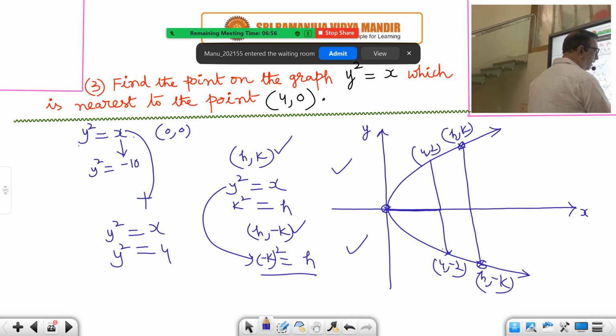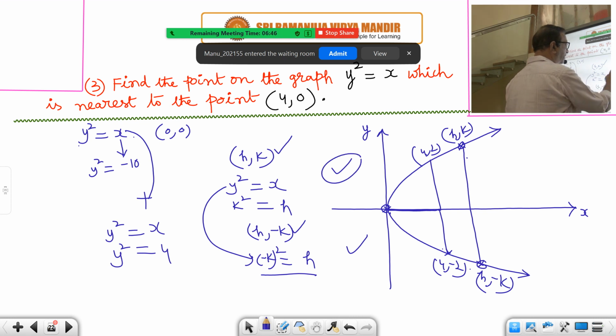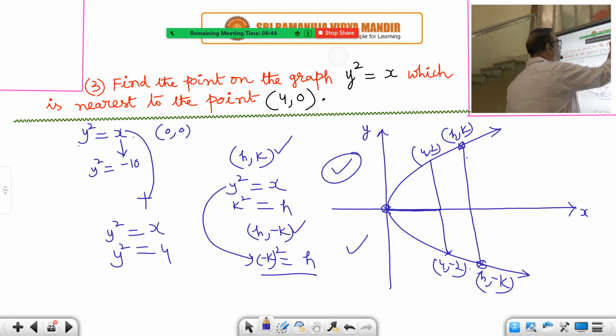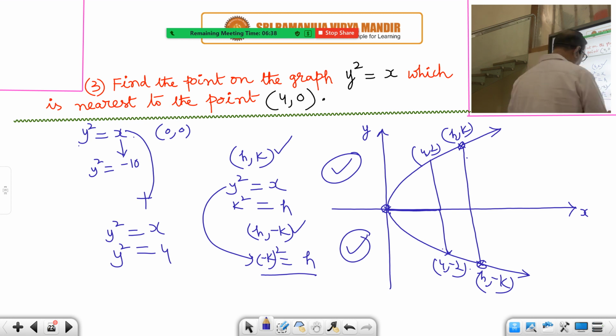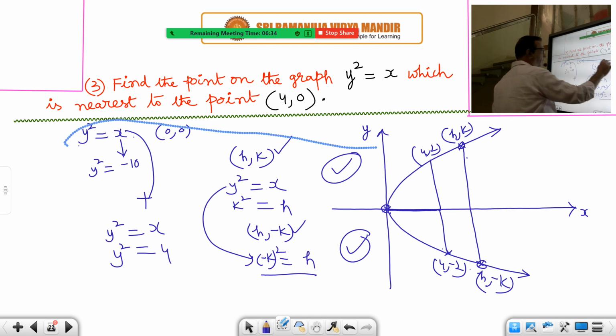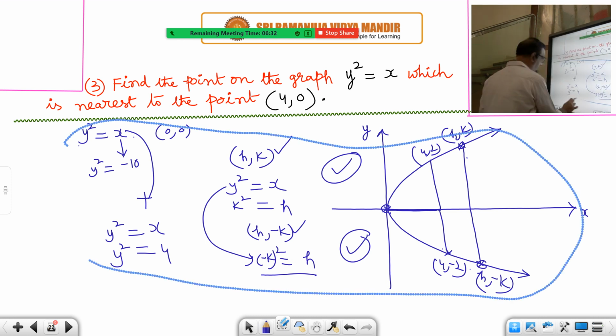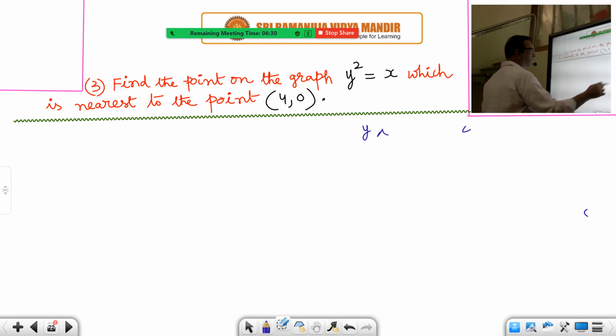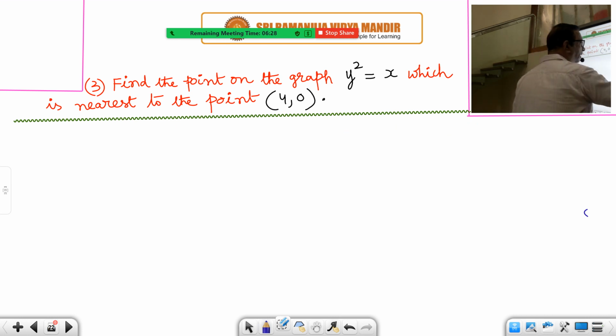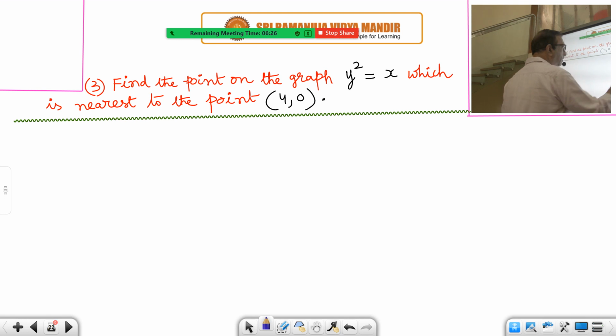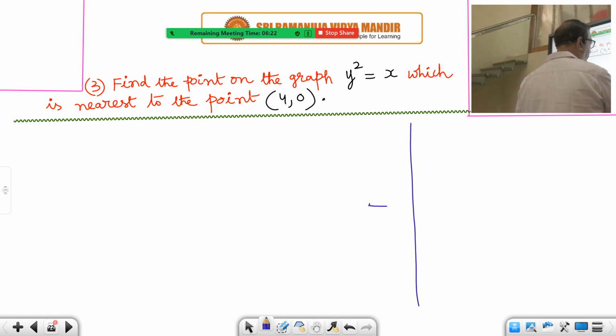So the curve is symmetrical about the x-axis, passing through the origin, and it lies only in the first and fourth quadrants where x is positive. It does not lie in the second and third quadrants where x is negative. So that is the nature of the curve. I will draw the curve again. Okay, redraw the curve. Right, this is y square is equal to x.